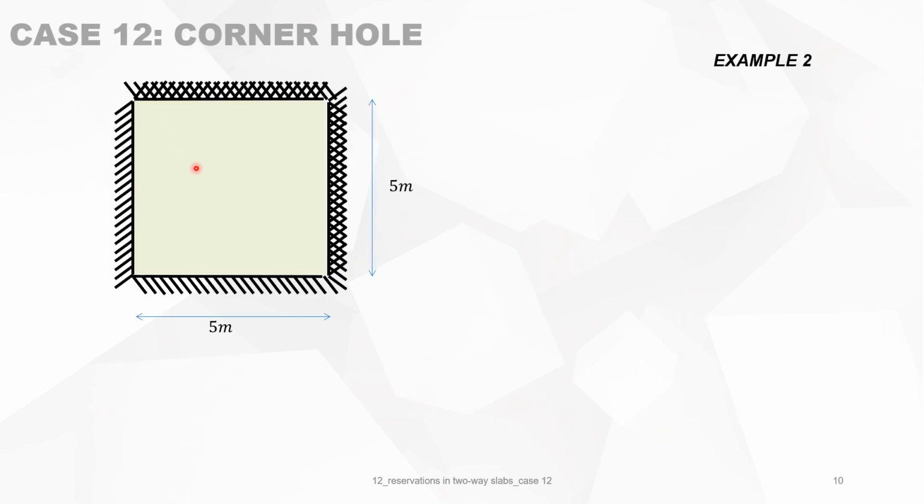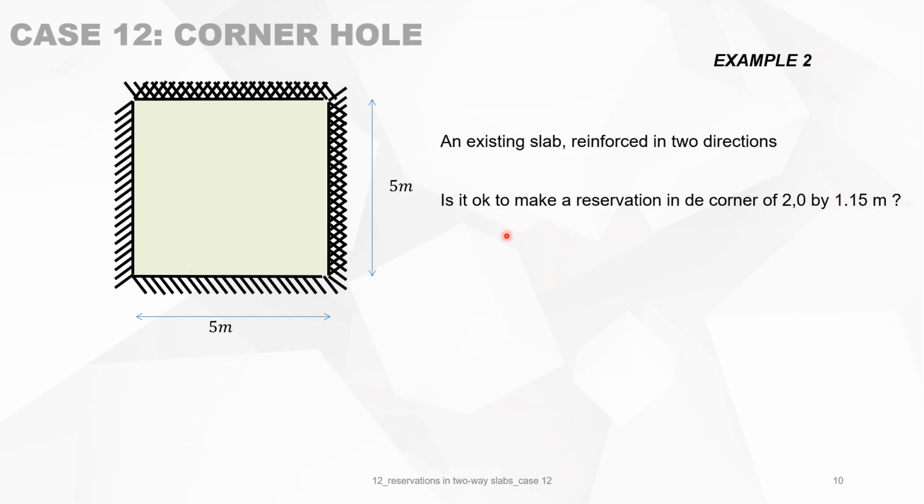Now let's go to a second example of an existing slab. It's 5 by 5 meters, fixed on two adjacent sides, simply supported on the other sides. The only thing we know is that the reinforcement top and bottom are equal, but we do not know the load where it was designed for, and the reinforcement that is put in.